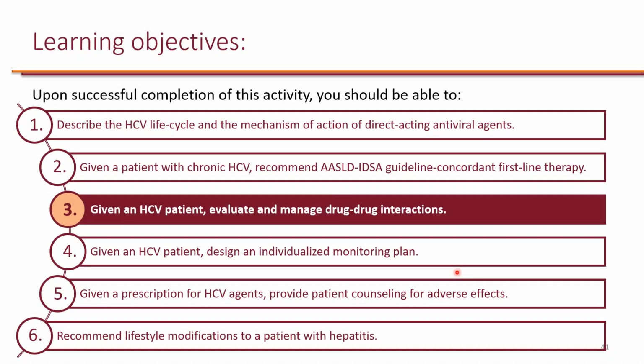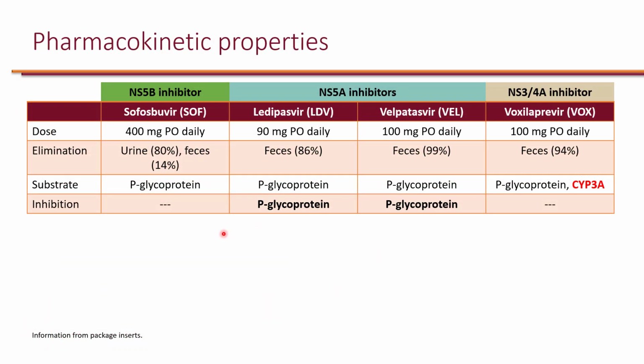We described the hepatitis C virus life cycle and looked at the mechanism of action of direct-acting antiviral agents. We also looked at recommendations from AASLD IDSA guidelines for genotype 1, 2, and 3. Now the next learning objective is, given Hep C patients, evaluate and manage drug-drug interactions. So as you can see, all of these direct-acting agents are substrates of P-glycoprotein. So that's something that stands out for these agents.